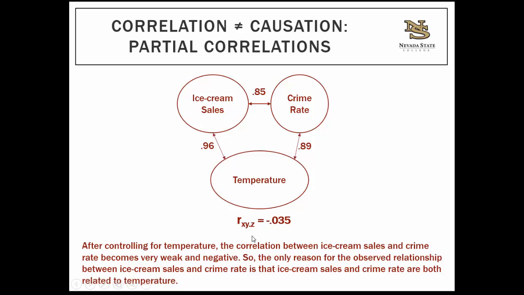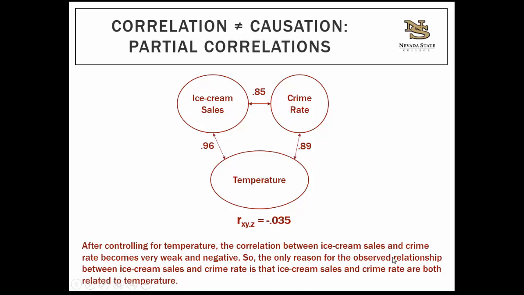And so if we calculate our partial correlation coefficient, this is a magical tool. This is saying, what is the relationship between x and y after we control for z, that other variable that we think x and y are both related to? And if you conduct the partial correlation analysis, you see that after you control for the fact that ice cream sales and crime rate are both related to temperature, that correlation goes from a 0.85, right? That's the original correlation between crime rate and ice cream sales, to a negative 0.035. So it goes from strong and positive to weak and negative.